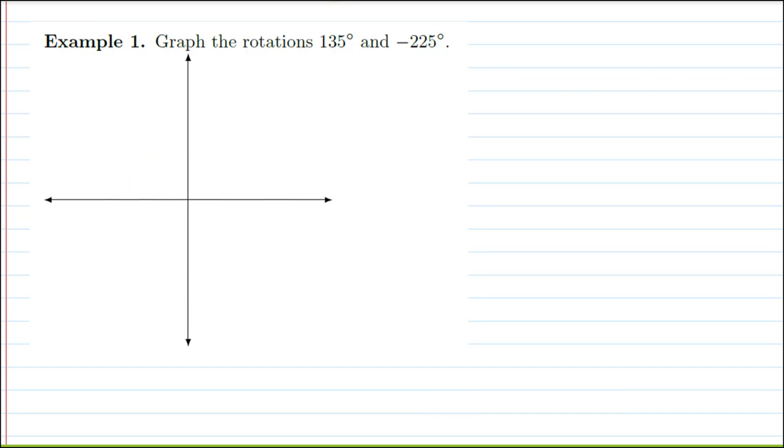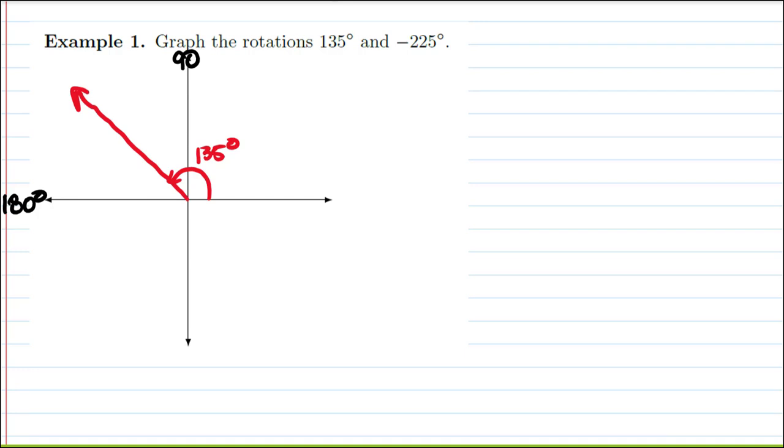So to get to 135 degrees, if we know this is 90 degrees and this is 180 degrees, 135 is exactly halfway in between 90 and 180. So our rotation of 135 degrees would be out here in quadrant 2. And that would be our rotation of 135 degrees. So we started at the positive x-axis and we went counterclockwise because our angle was positive.